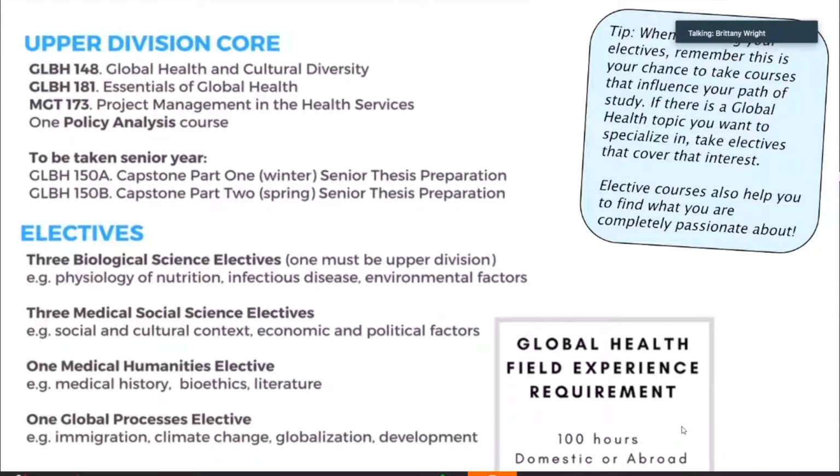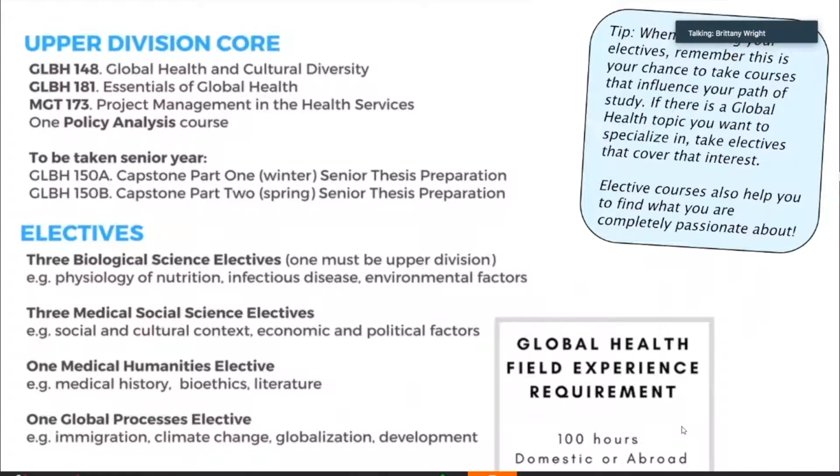And then you'll have a global processes elective. So this will be something on immigration or climate change, globalization or development. And then, of course, as we mentioned, there's the 100-hour requirement for the field experience, and we're going to go into that a little deeper in a few slides here.